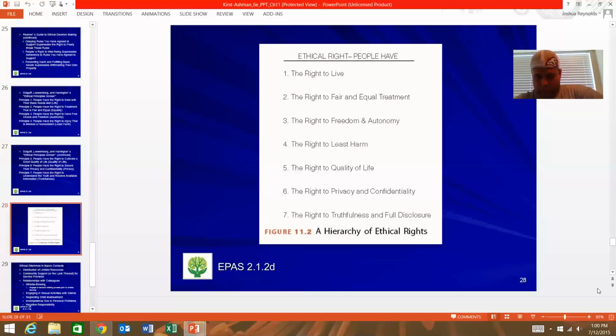So, okay, to go over those a little more slowly: the right to live, the right to fair and equal treatment, the right to freedom and autonomy, or agency. Sometimes agency is the ability to choose and to act on that choice. The right to least harm. Sometimes there aren't good choices, but you have the right to the least bad choice. The right to quality of life, the right to privacy and confidentiality, and the right to truthfulness and full disclosure.